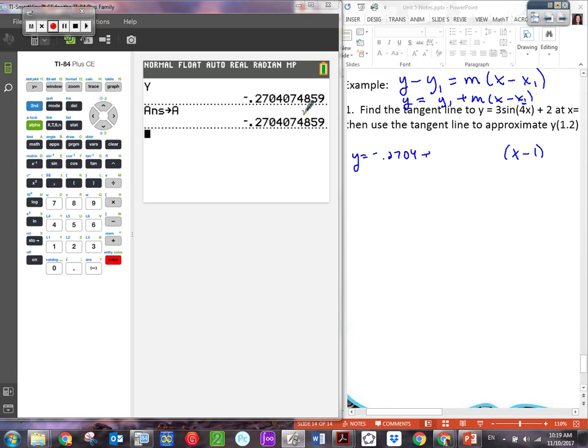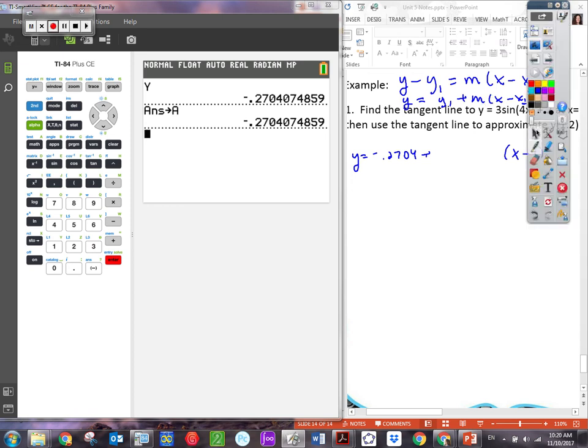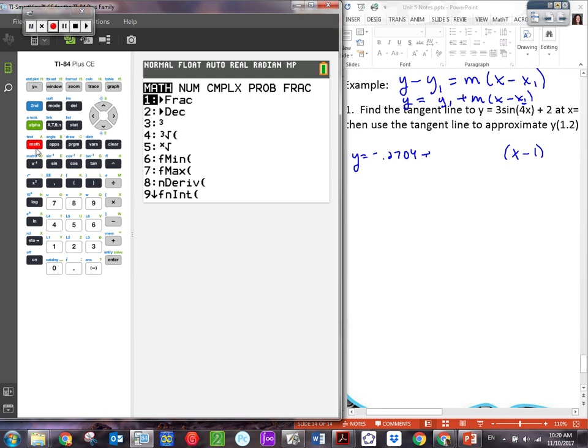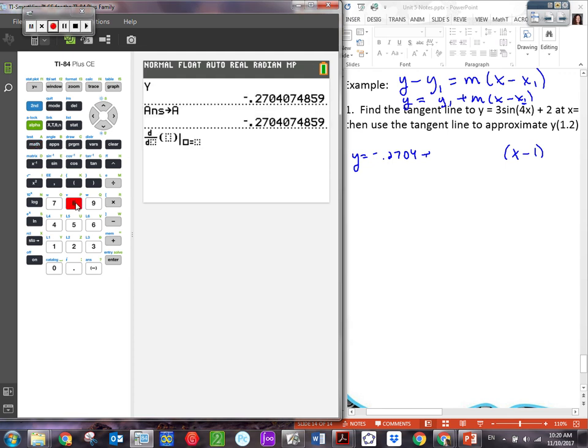All right, so what are we missing? We're missing our m, our slope. That's what we're missing right now. So we're going to let the calculator do it for us. So the button that we use to get to our derivative in our calculator is math 8. The math button's right here. So math 8. If you have the new operating system, it should come up and look like this.